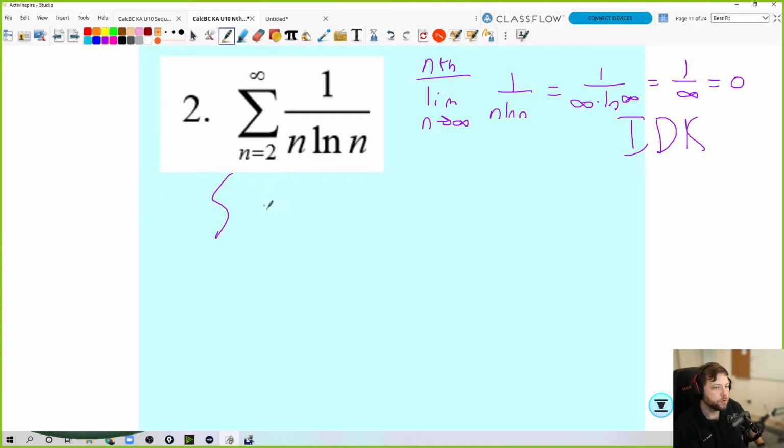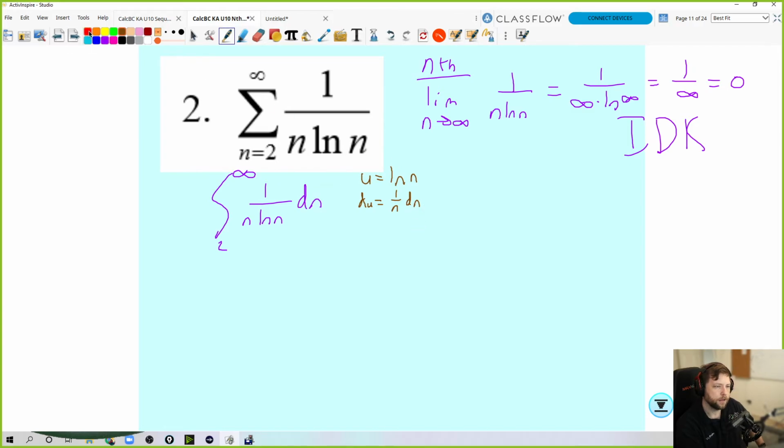I'll integrate from 2 to infinity because it says 2. So we're going to integrate 1 over n times ln of n, dn. You're like, oh, how do I do this? It's a u sub problem. Your u in this case is natural log of n, du would be the derivative of ln of n, which is 1 over n dn.